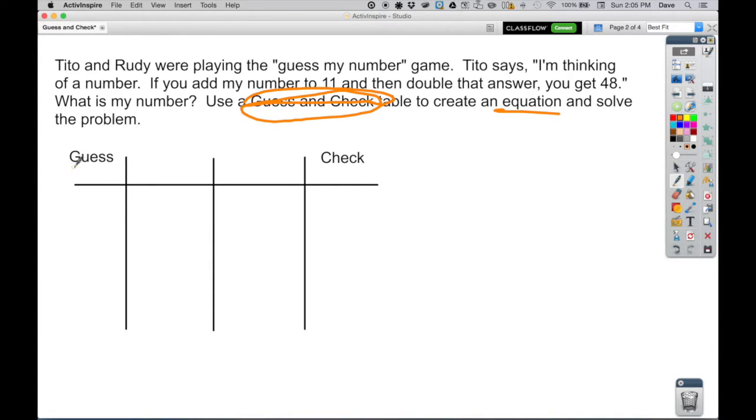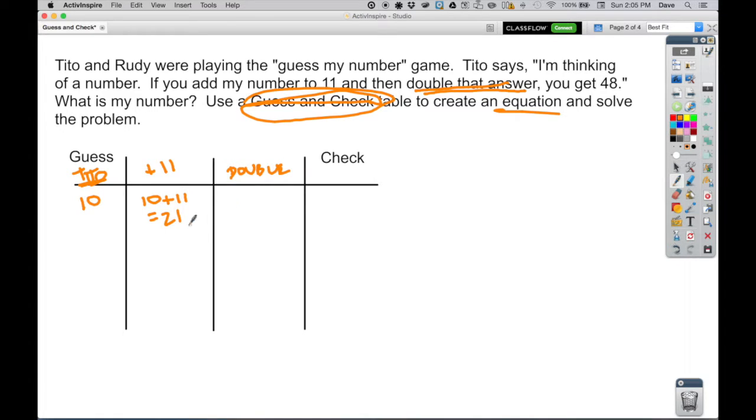Alright, so now in this case, I think it's somewhat obvious here. If Tito's got some mystery number, then that's what we're guessing. So for Tito's number, we're just going to make a guess. Let's say Tito's number is 10. Now we basically just follow Tito's instructions. He says if you add my number to 11, so let's add 11 to his number. 10 plus 11 turns out to be 21. And then you double that answer. So we're going to double it.